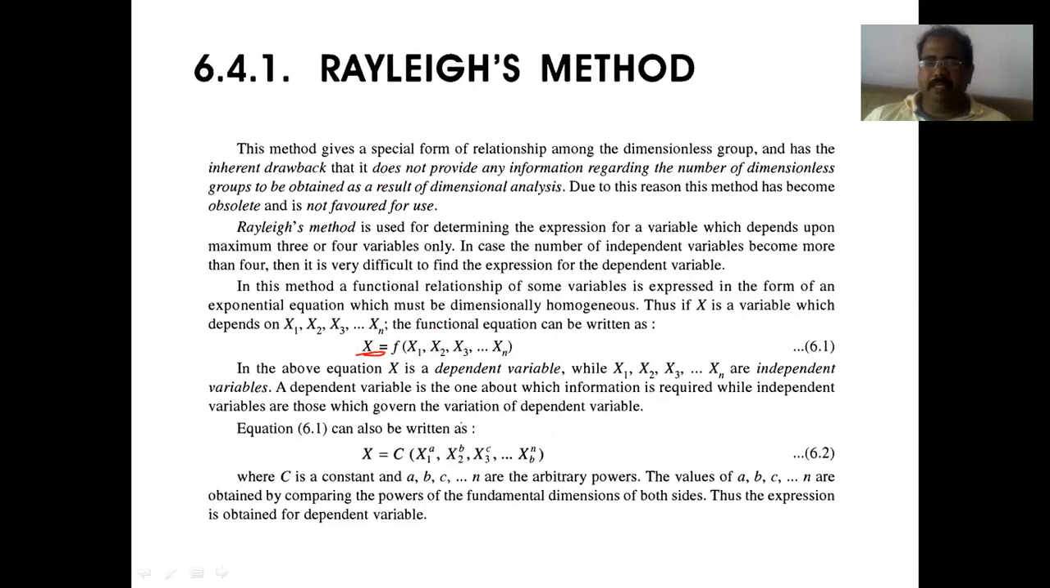And this will be denoted by x1 raised to power a, x2 raised to power b, x3 raised to power c, and so on. And C is the constant, and a, b, c are arbitrary powers of the basic quantities which are available in table number 6.1.